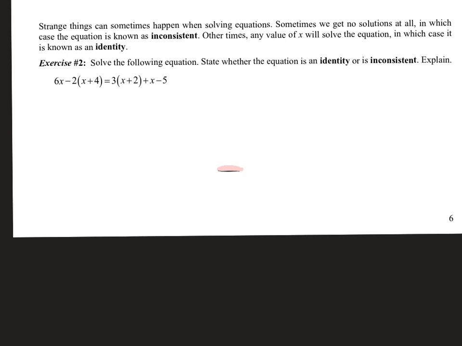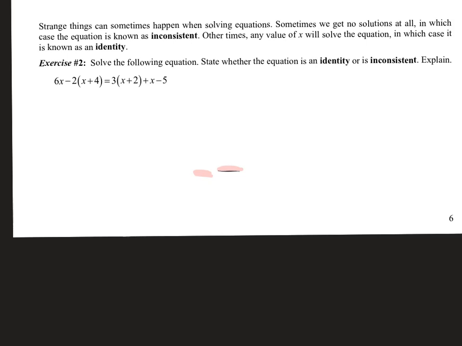So that's when you're solving it and you end up with 8 equals 5, which is impossible, something like that, which means there is no value of x that would ever make the equation true. And then the opposite of that, other times when any value of x will solve the equation, in which case it is known as an identity. So what they're saying here is any value of x will make it true. And when that happens, sometimes you don't even have to solve the whole equation. You'll recognize it earlier on, all right?